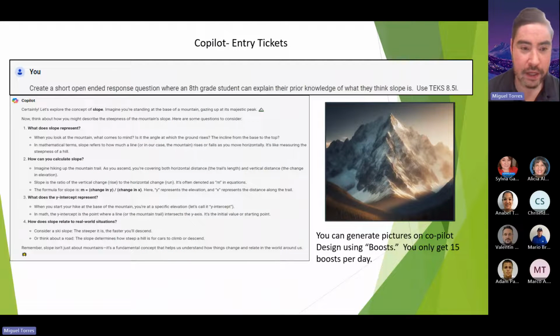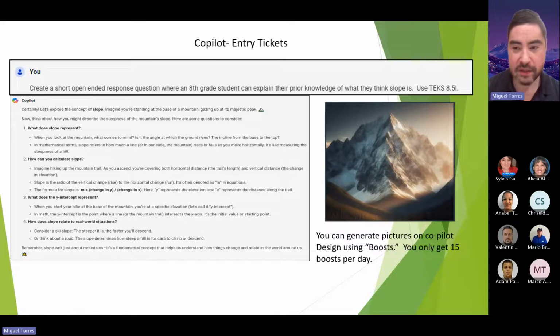Entry tickets, you know what? Create a short open-ended response, and remember, I'm saying open-ended response. I could have said multiple choice, where 8th grade students can explain prior knowledge of what they think. And this is a math question, on what slope is. So if you have an 8th grade student, or even Algebra 1 and Algebra 2 students that are tested, they still need to know what slope is.